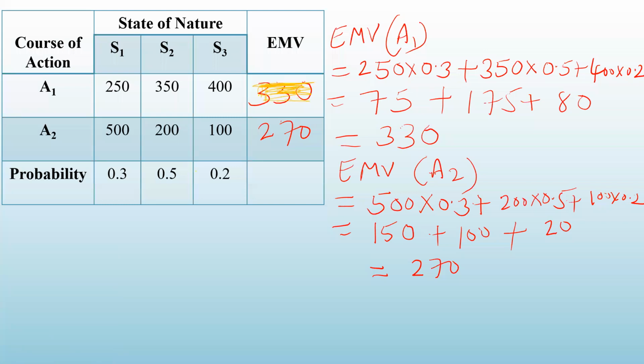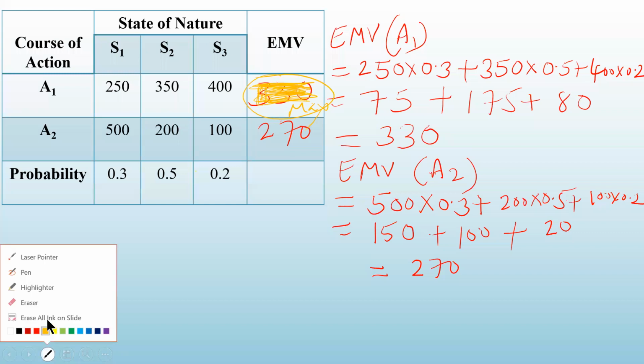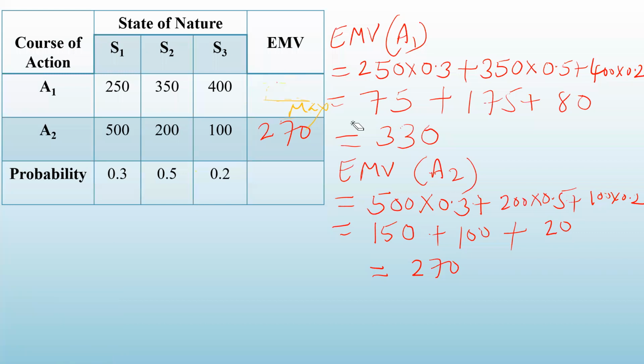You can highlight it. 330. This one is maximum. This we got as 330, correct? 330 and this is 270. Where are you getting the maximum? 330.